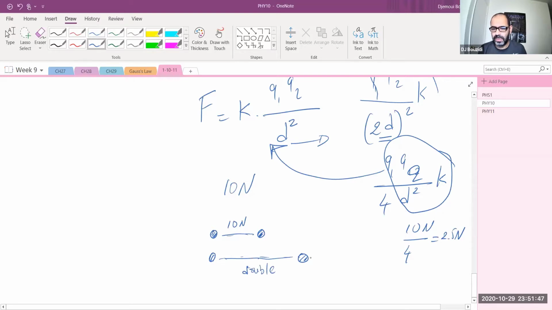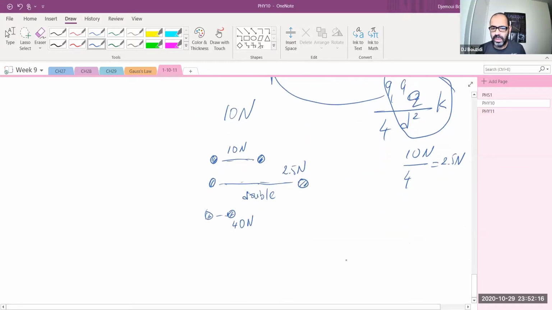And when I bring the reading on the spring, I will see the reading of the spring has actually dropped to 2.5 newtons. Obviously, if I bring them closer, if instead I bring them here, half the distance, then the reading should be 4 times as much. It's going to be a stronger force. So this is basically how, in a nutshell, this works. So it's a square law.